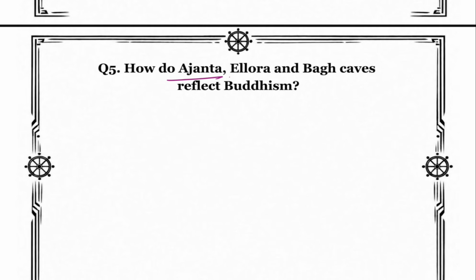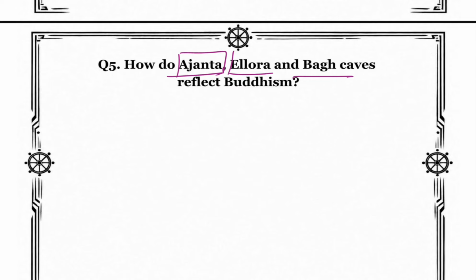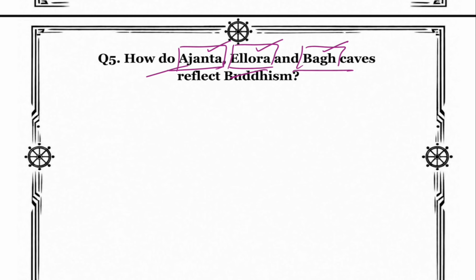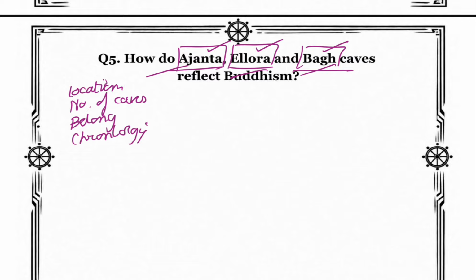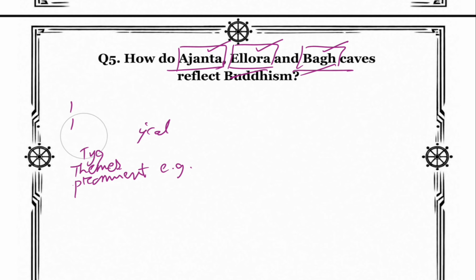We now come to art and culture. Ajanta, Ellora, Bagh Caves. These are important because all of these have repeatedly been asked as PYQs. For covering any such question, there are certain things that you should know about them. You should know the location, the number of caves, to what religion did they belong to, the chronological sequence, the type of caves, the themes, and prominent examples. Let's begin.